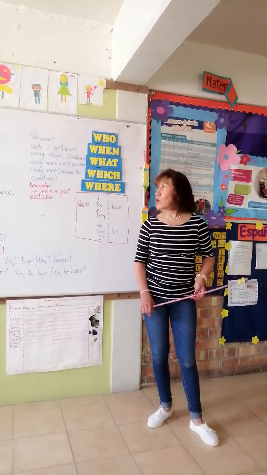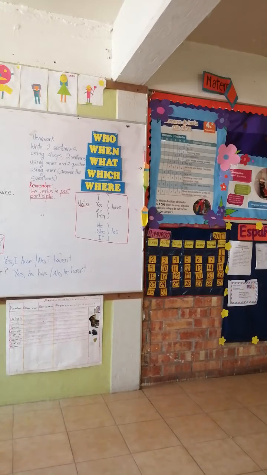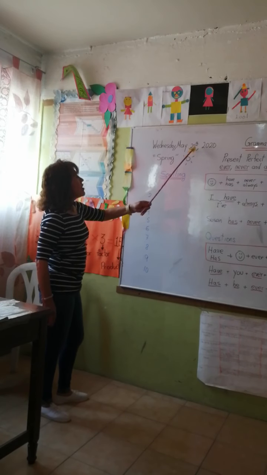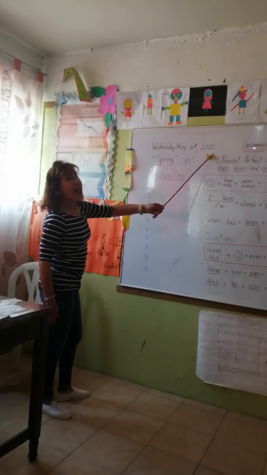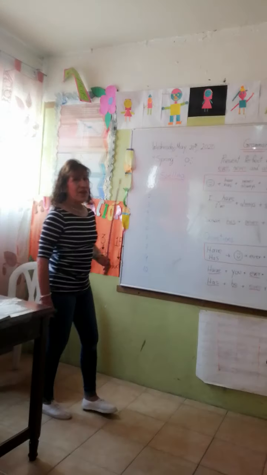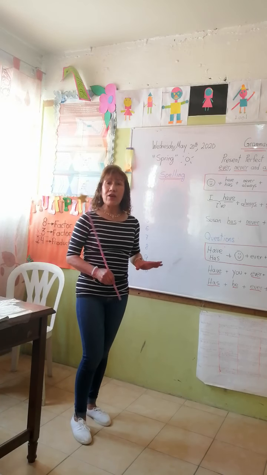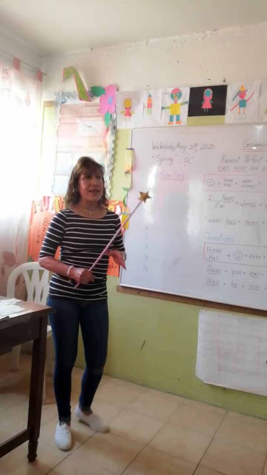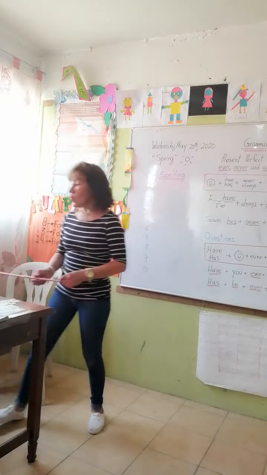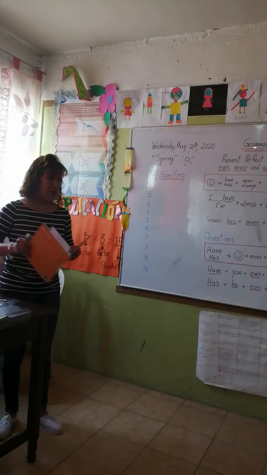Let's start as always with the date. Do you know what day is today? Today is Wednesday, May 2020. And it's spring and it's a sunny day. Very good, kids. Today we have a lot of work to do because today is a grammar class. The first thing that we are going to do, as always, is the spelling bee of new words.